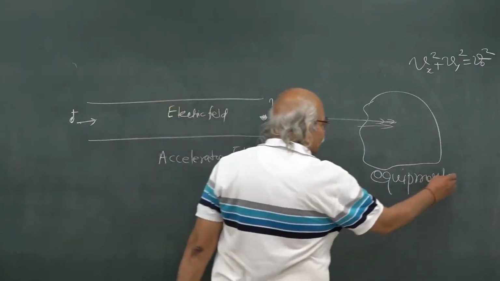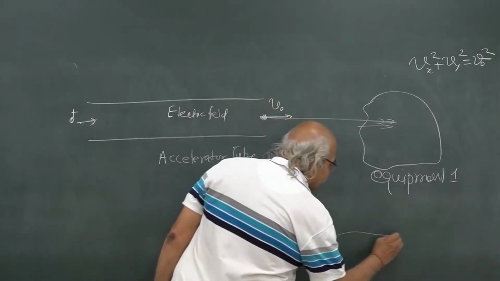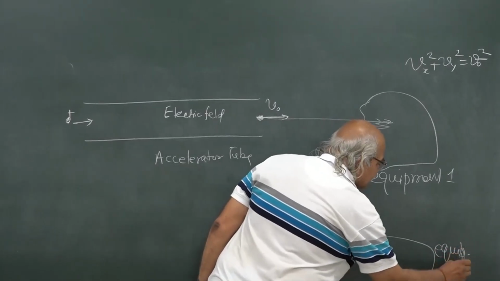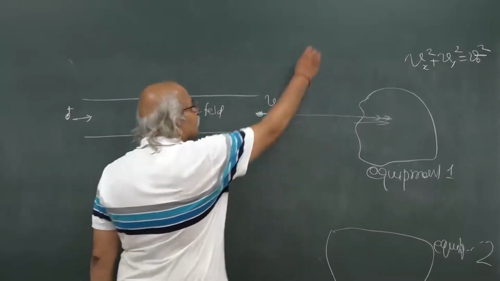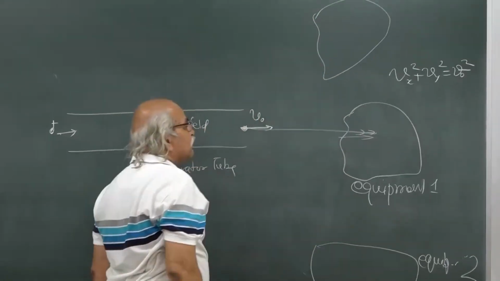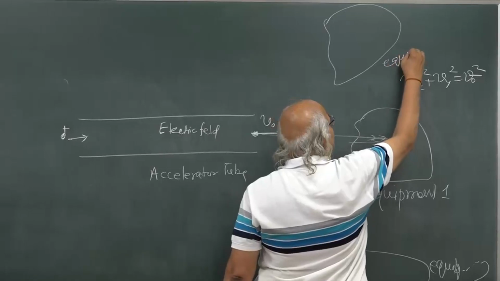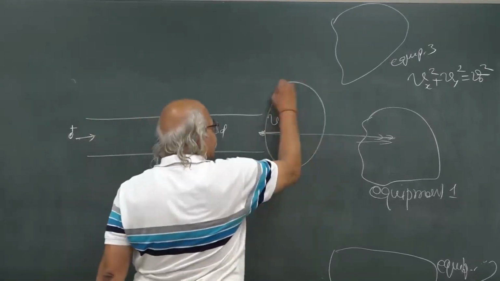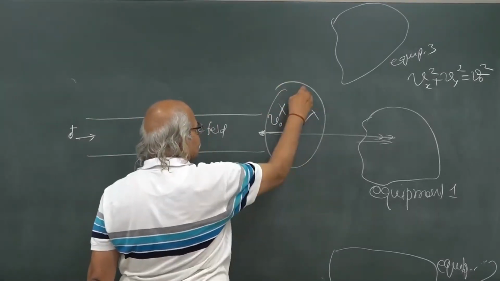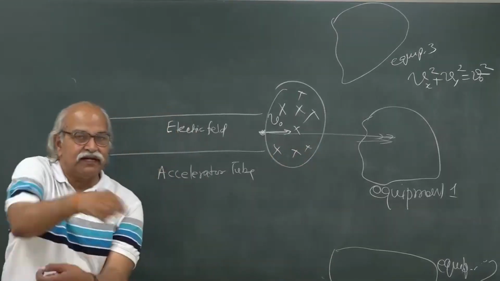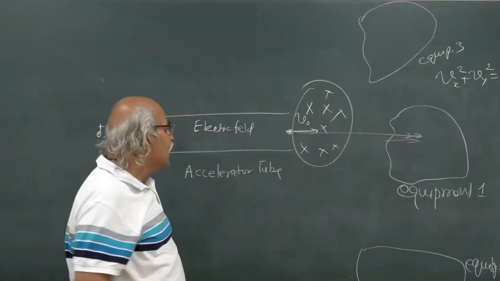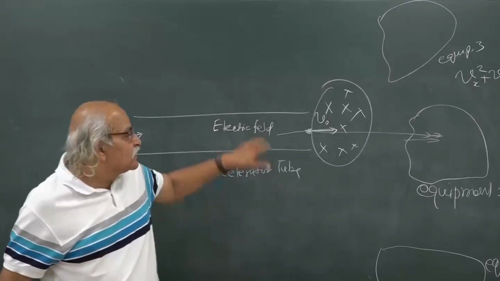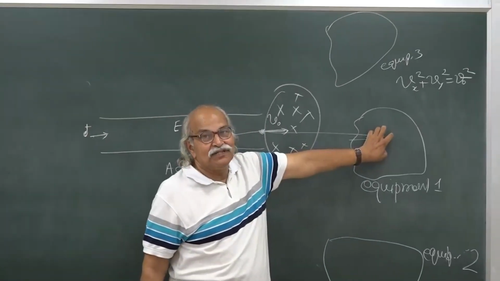So equipment one is here, and what they do is set up another equipment for the second kind of experiment here. Then for a third kind of experiment, they put up equipment three here. And then here they will put a magnetic field, produced by some currents. When the beam enters here, if the magnetic field is switched off, it goes straight into this equipment.